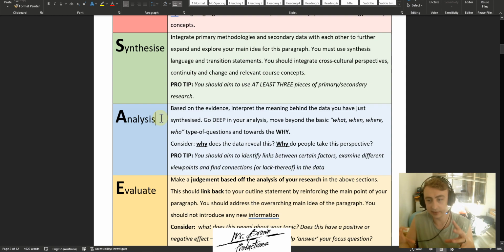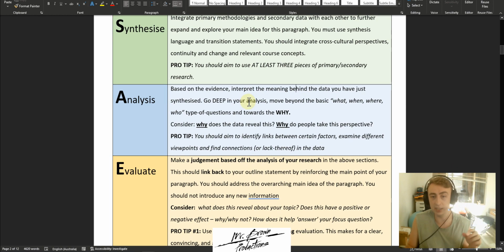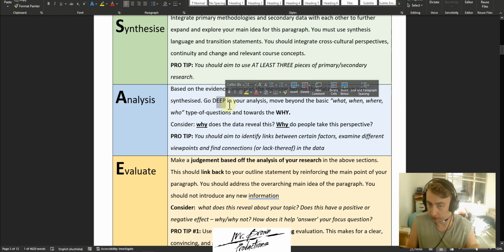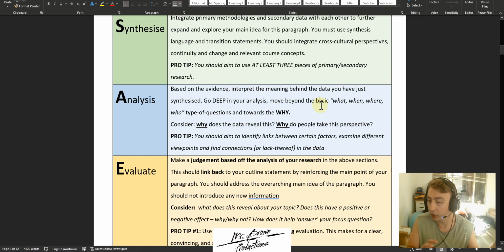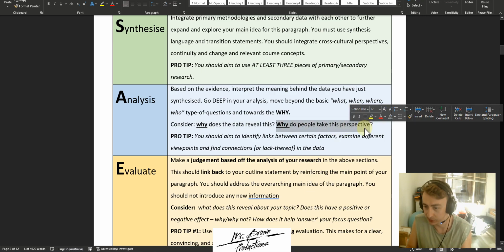So this is where you look at the data, and based off the evidence, you interpret the meaning behind the data you have just synthesized. So you need to think about going deep in your analysis, moving beyond basic questions such as what, when, where, and who, towards the why. We want to find out why. So why does the data reveal this? Why do people take this perspective?